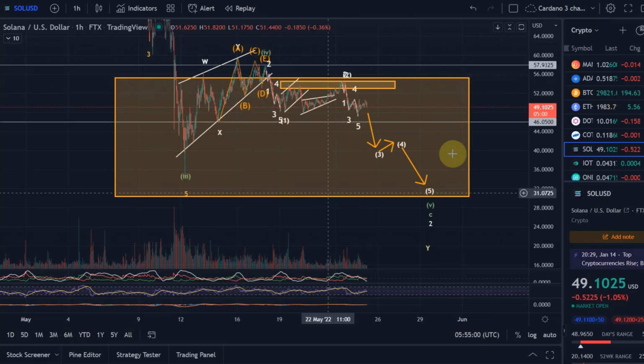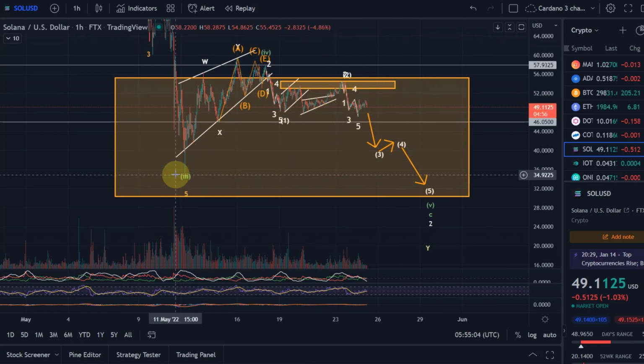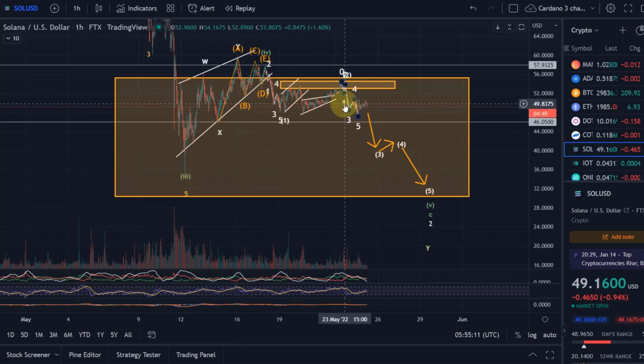This was the main target for this overall correction. We've reached it from that point of view, because we've come quite deep into the target area already. The low could be in at any point now. I said that before. We don't technically need another lower low.